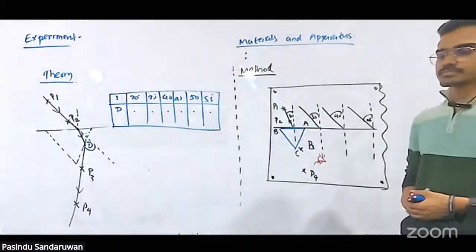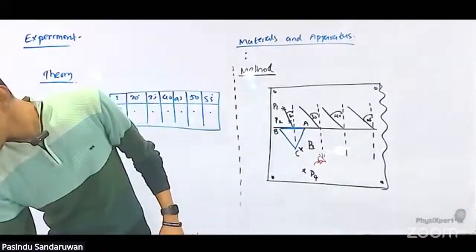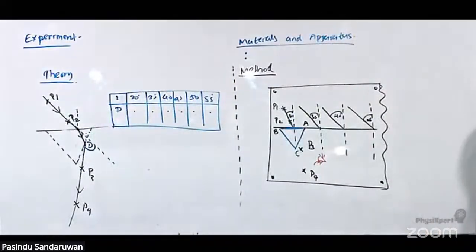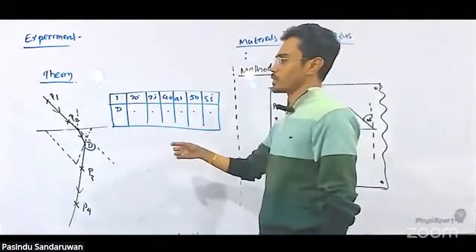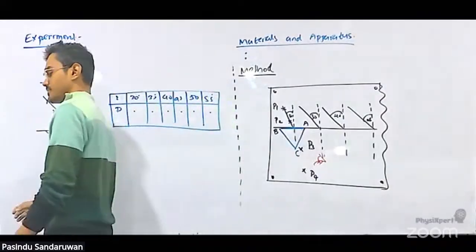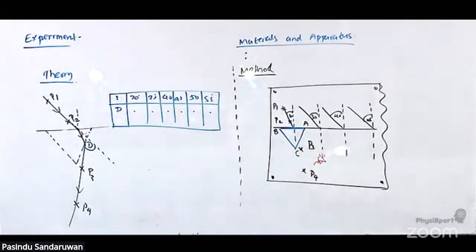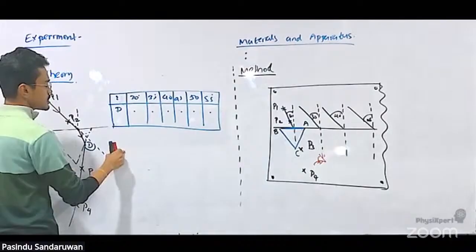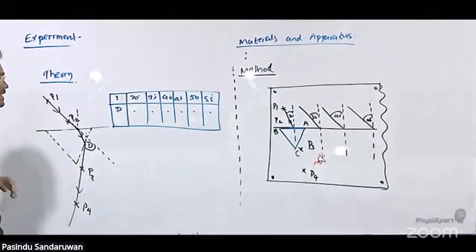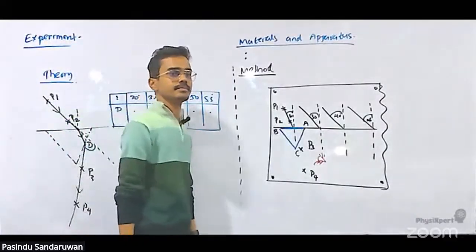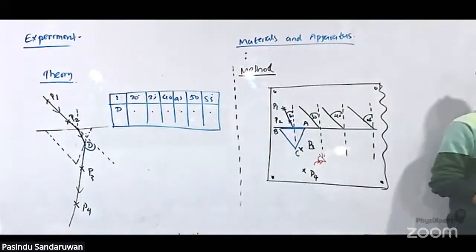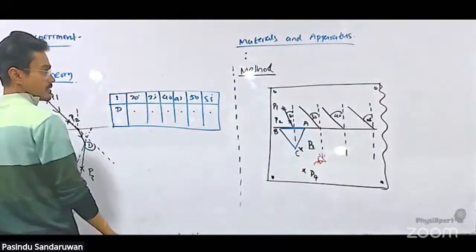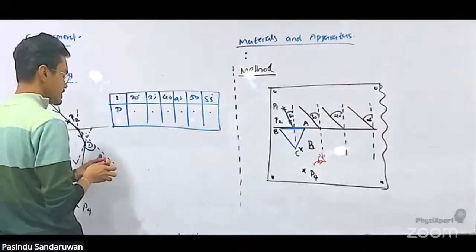Right. Next point. Plot the variation between I and D according to a suitable scale.